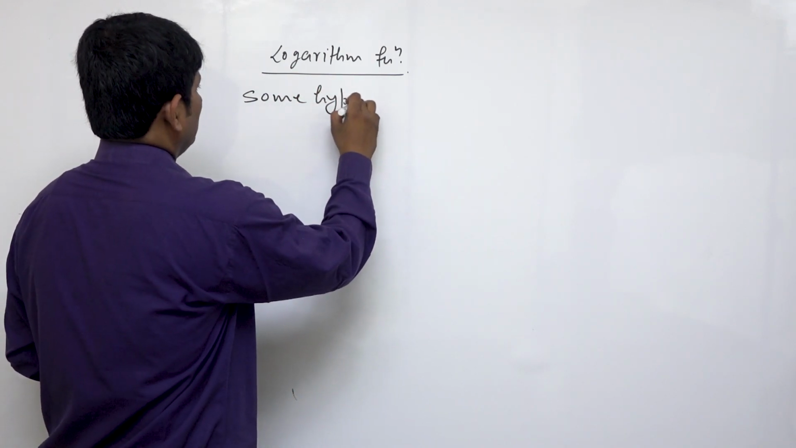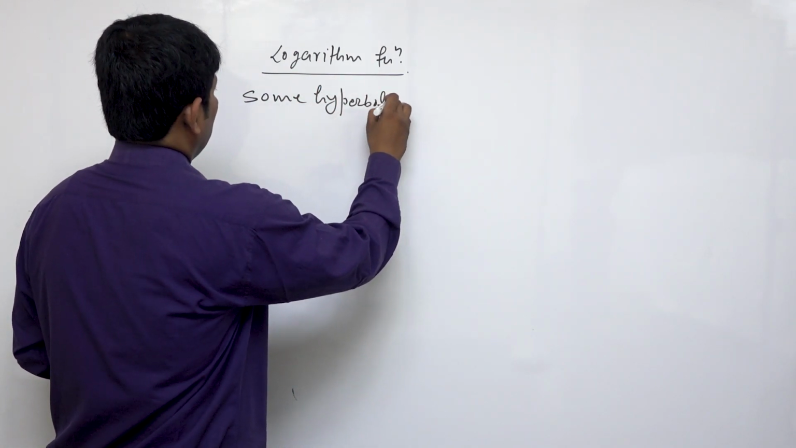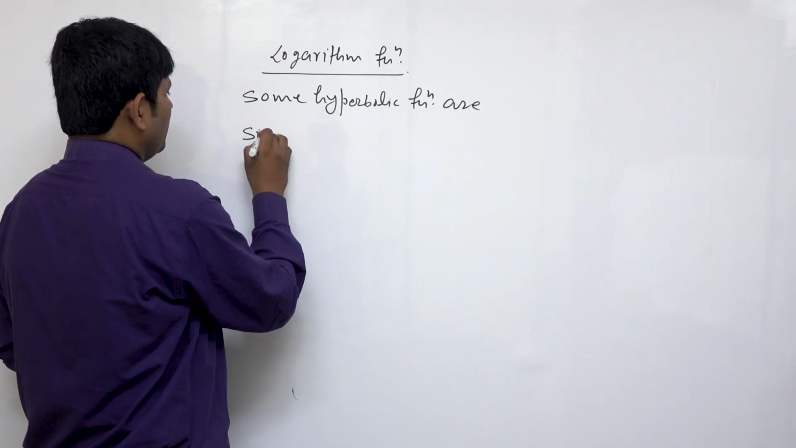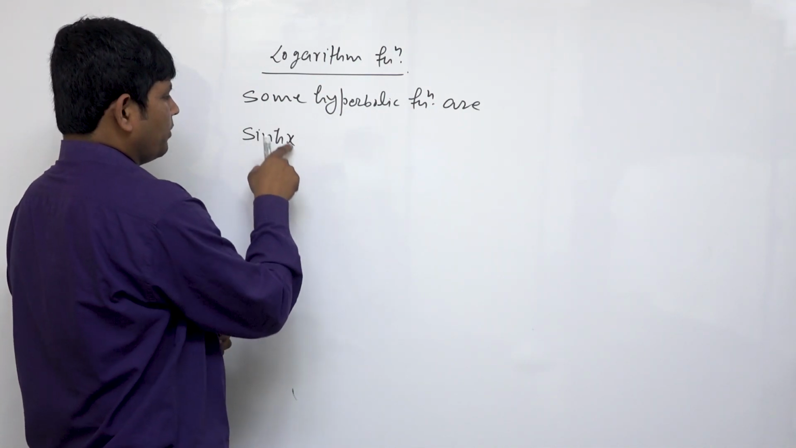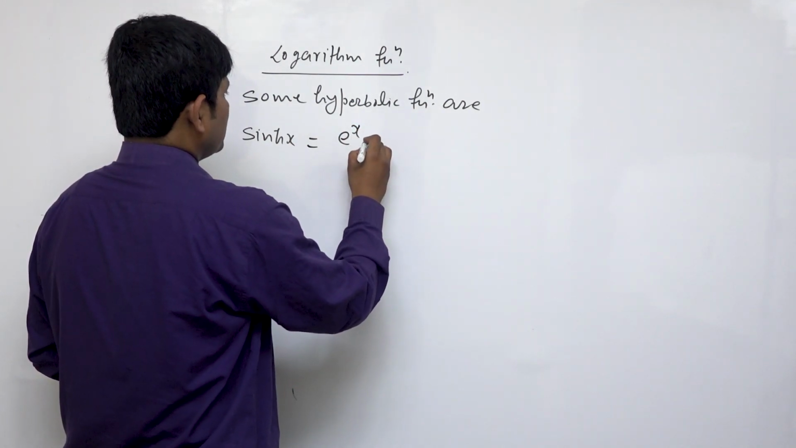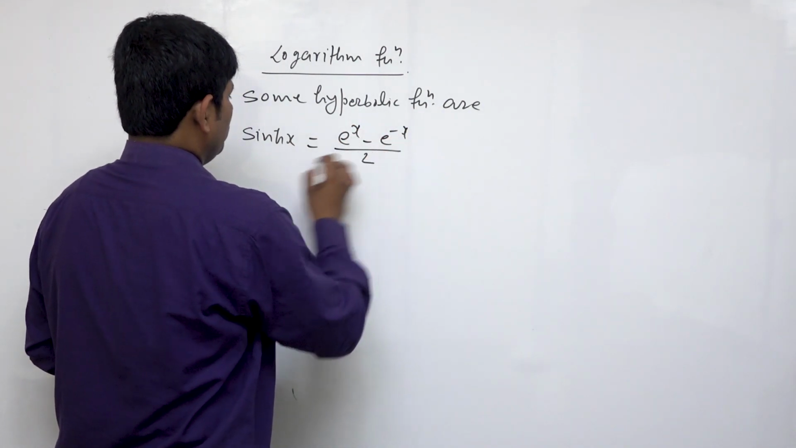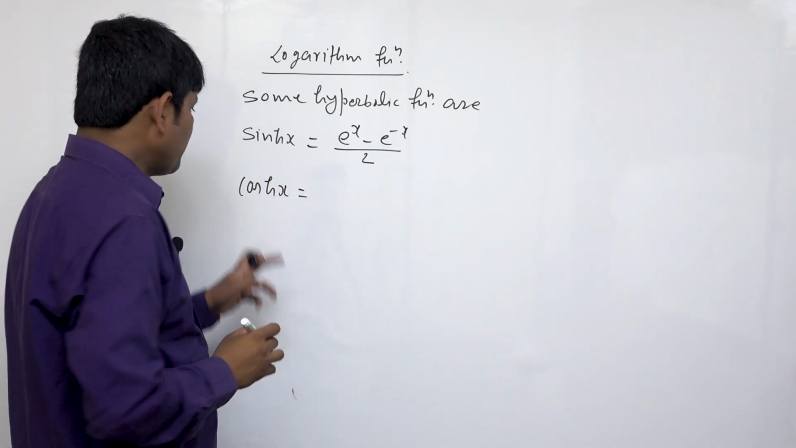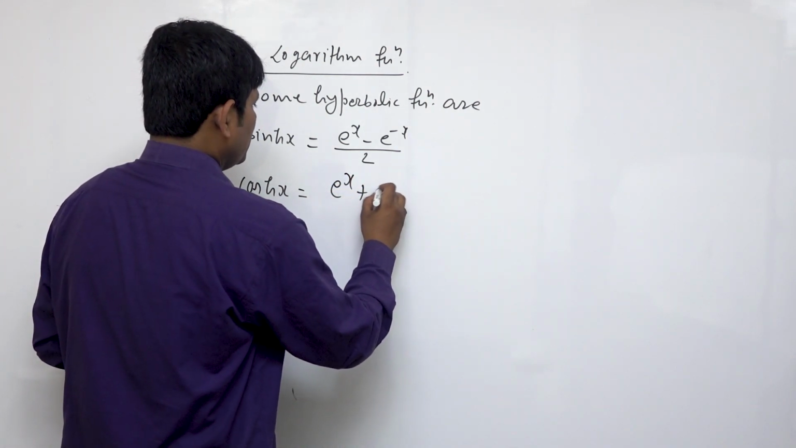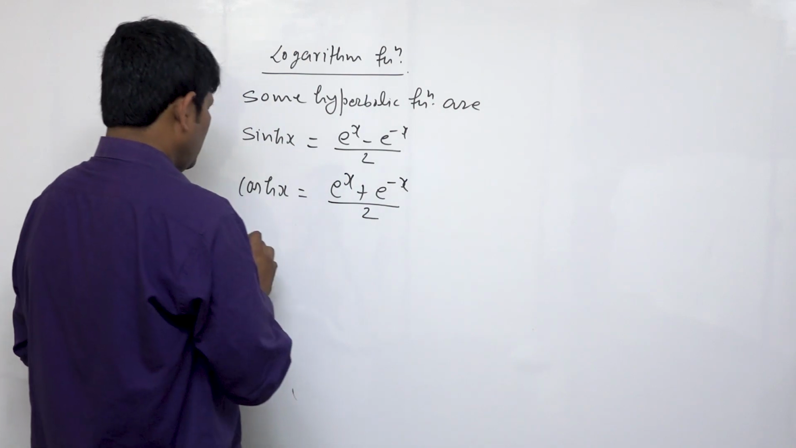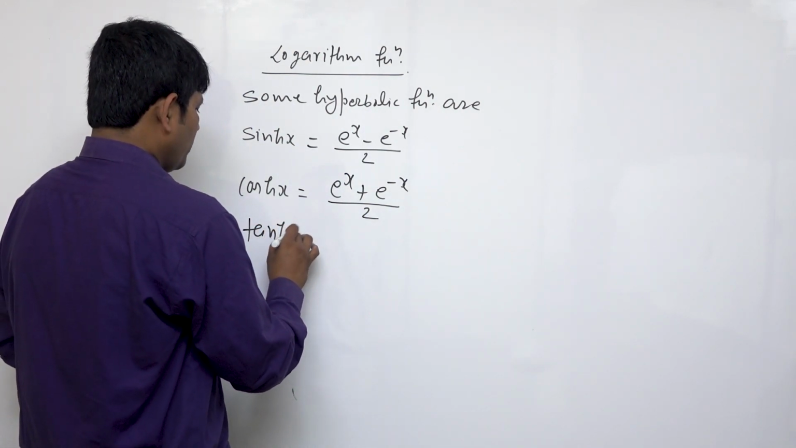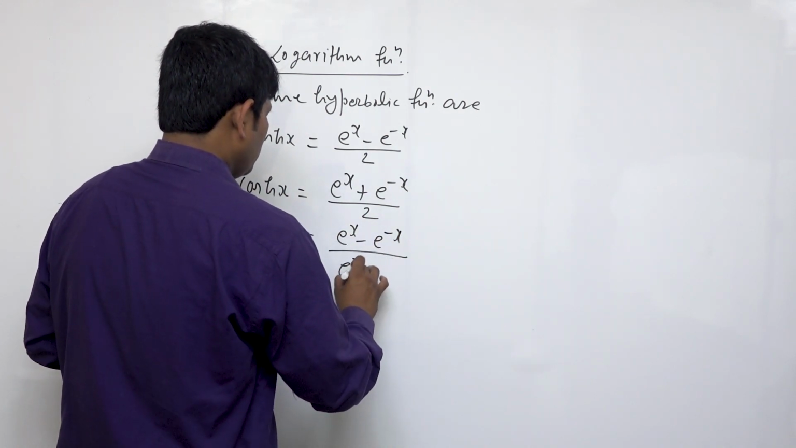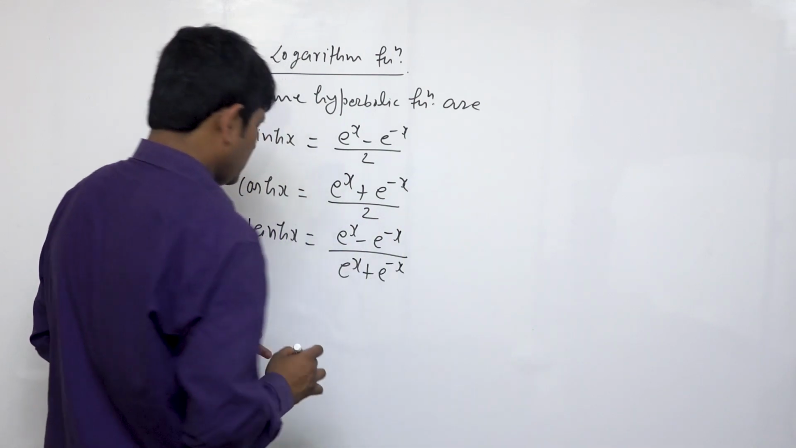So some hyperbolic functions are sine hyperbolic x. It is written as sinh x equals e^x minus e^(-x) over 2. Another is cos hyperbolic x. Cosh x is e^x plus e^(-x) over 2. Another is tan hyperbolic x, that is e^x minus e^(-x) over e^x plus e^(-x).